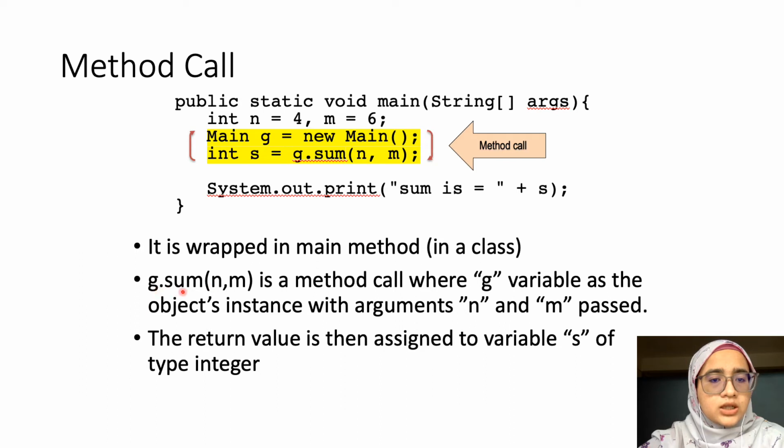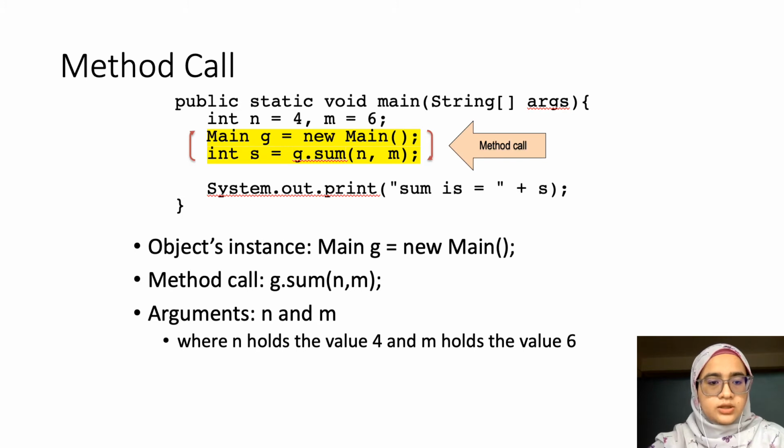Okay, as we know we are calling, we put the dot symbol here. Dot, and pass the actual parameters, which are the arguments, n and m. Alright, and then we have to assign the return value to a variable s, because we know the sum method will return a value of integer. Okay, earlier we talked about the main method, where it sits, and what it does: main g equals new main, and int s equals g.sum.